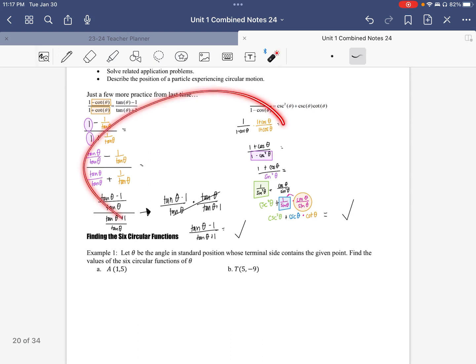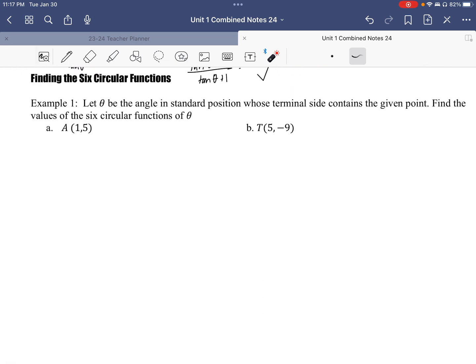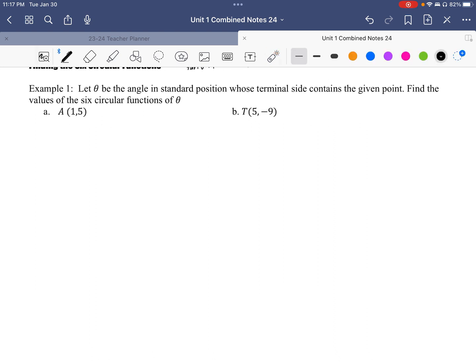So I did these at the end of the last one. That's just there for more practice for you. But we're just going to go straight here. Okay. So the only information we have is that theta is an angle in standard position whose terminal side contains the given point, and that we're supposed to find the values of the 6 circular functions, meaning sine, cosine, tangent, cotangent, secant, and cosecant.